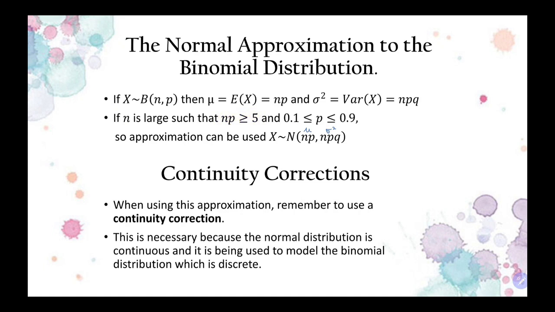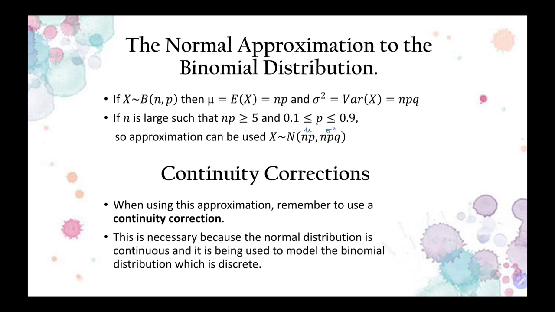Continuity corrections. When using this approximation, remember to use a continuity correction. Bila kita ubah binomial ke normal, kita perlu buat continuity correction. Wajib buat continuity correction. This is necessary because the normal distribution is continuous and it is being used to model the binomial distribution which is discrete. Kena buat continuity correction sebabnya normal tu data dia adalah continuous. Bila kita nak tukar binomial ke normal, binomial tu discrete. Bila discrete nak tukar ke continuous, kita kena gunakan continuity correction.